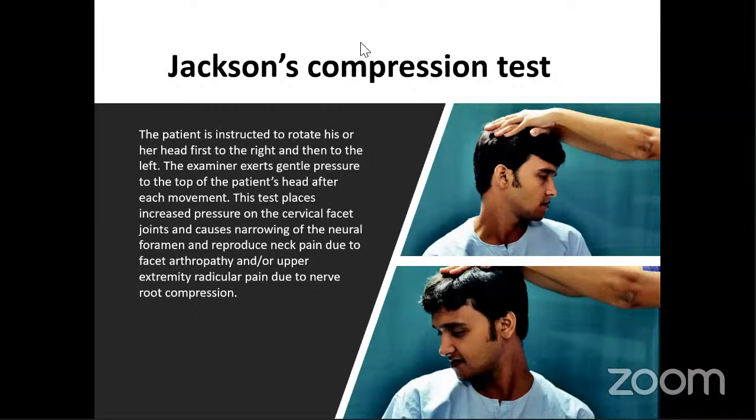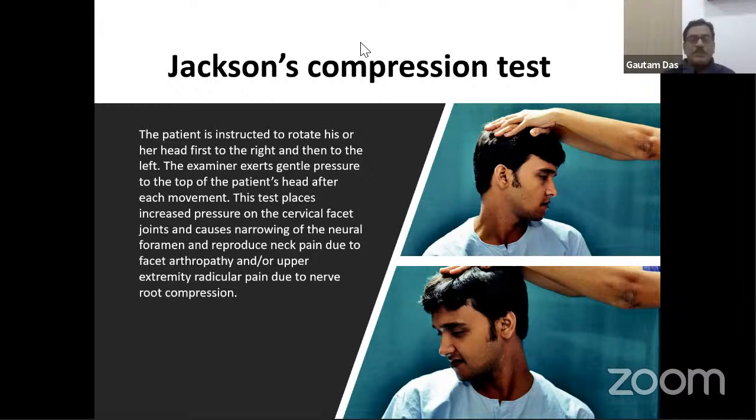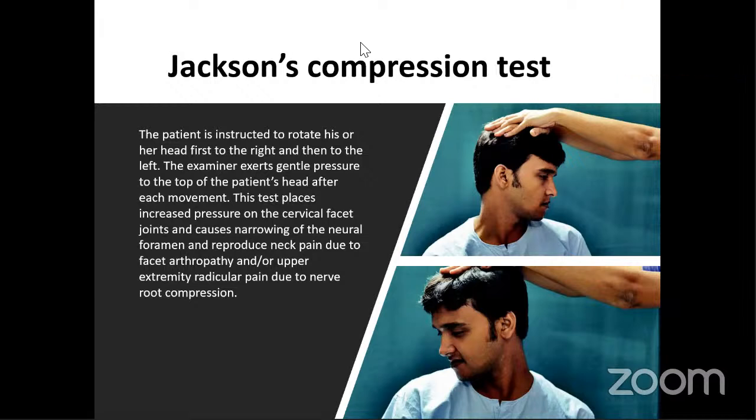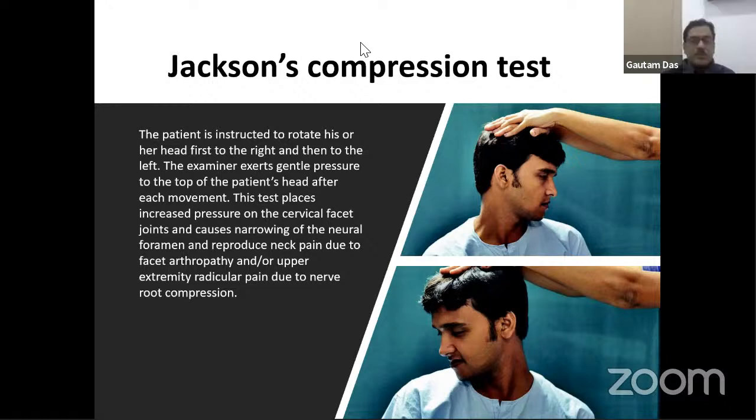Okay. So the Jackson compression test is rotating the head, meaning two movements combined. One is the rotation, another is the lateral flexion. I told you they are the two movements by which the cervical facet joint can be maximally compressed. So the Jackson compression test is mostly for the cervical facet joint, but this is also going to compromise the foramen because we are bending laterally. That means it's also going to reproduce the radicular root pain.